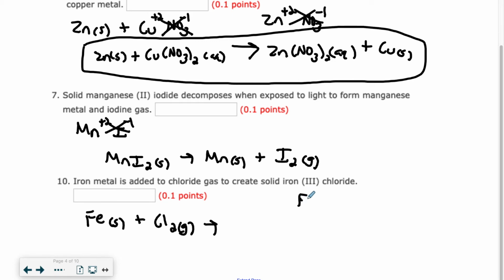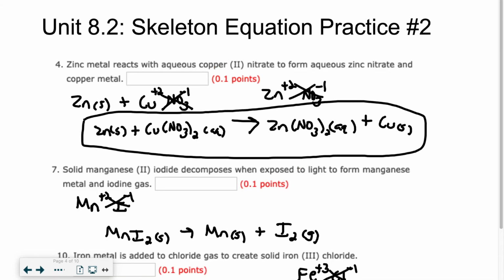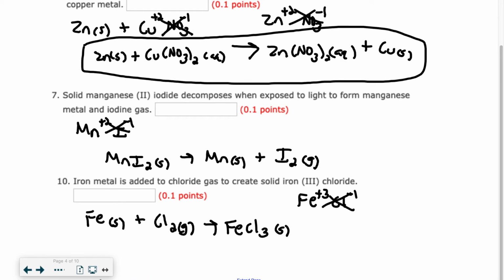So I'm going to do the work up here. We have Fe with a +3 charge, chlorine with a -1 charge. I'm going to crisscross those down. So that's going to be FeCl3, and that is a solid. So that covers a review for the skeleton equation practice assignments.